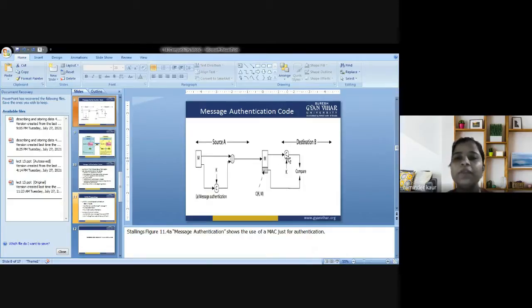And if the receiver is using the key, then it can compare the two messages. The first one is the message that is received from here, and the other is the message that is generated with the help of the key. If both messages are the same, then it will be accepted, otherwise it will be rejected. So this is the pictorial representation of the message authentication scheme. How does it work?